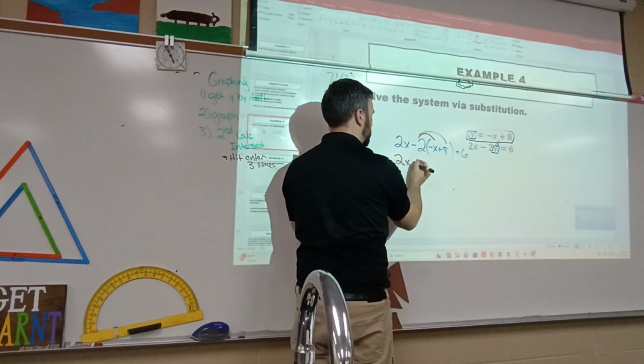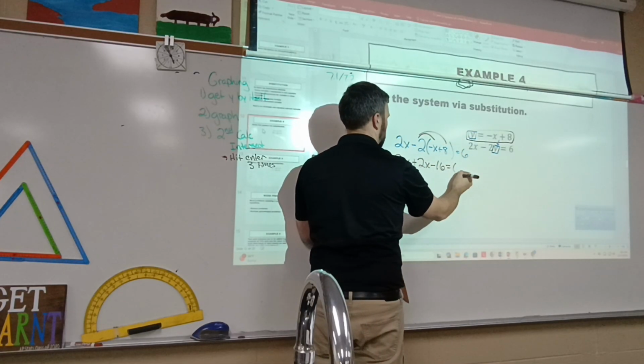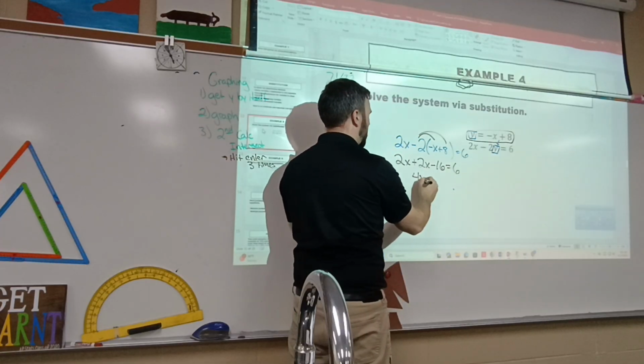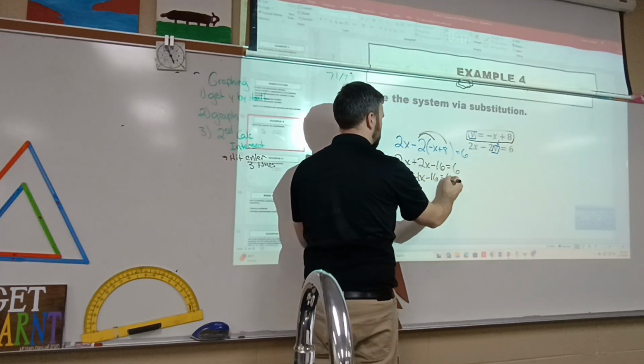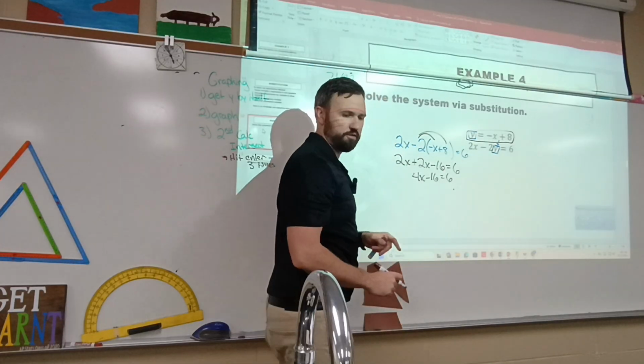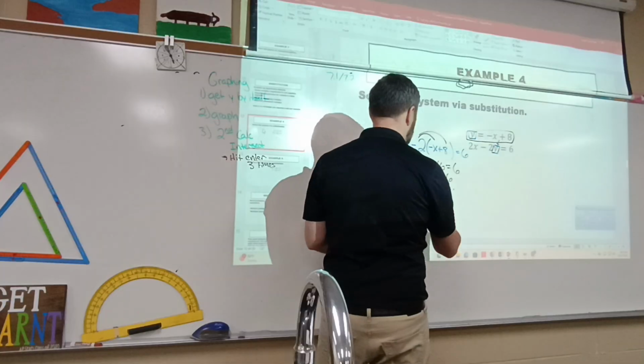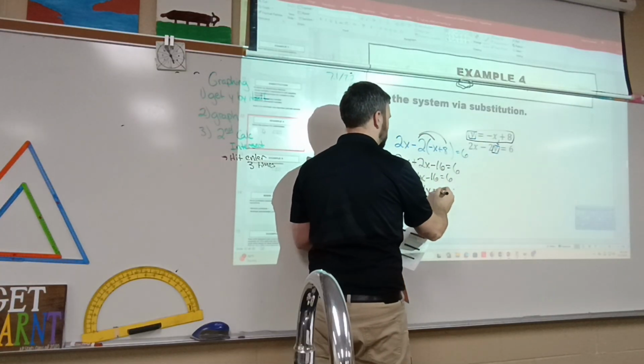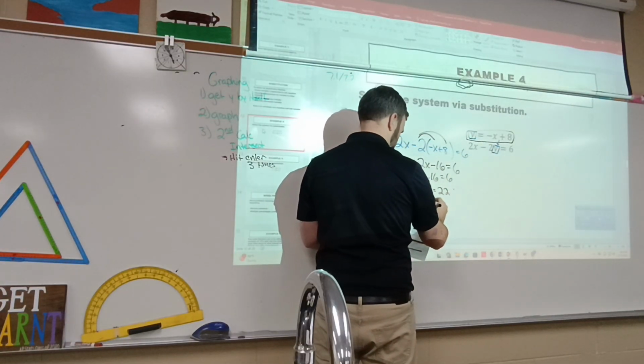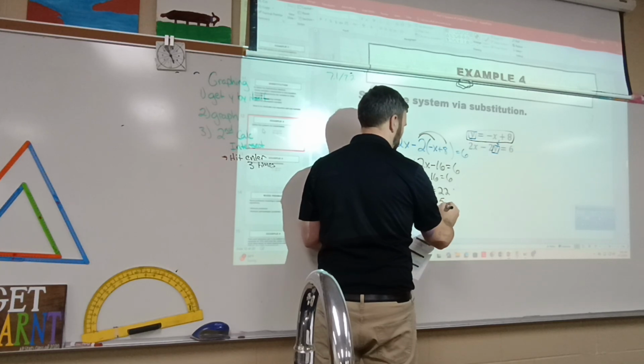Distribute the -2, right? I get 4x minus 16 equals 6. Is this really another fraction? Killing me, Smalls. 4x equals 22, and x would be 5.5.